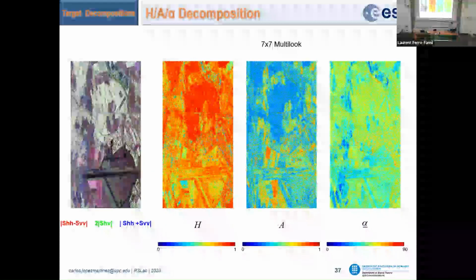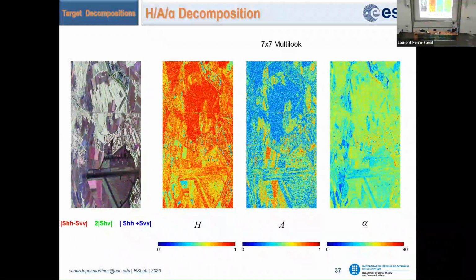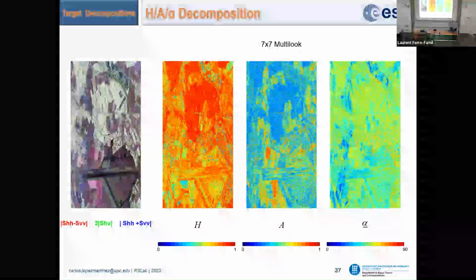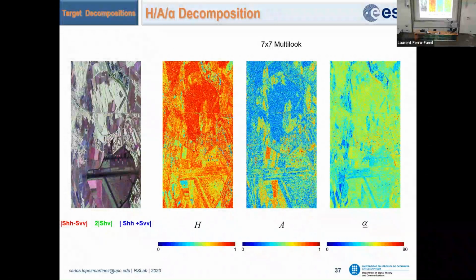Okay? And if you go to alpha, you could see that alpha is 45, green. Okay? If we go to the urban area, which is on the middle to the right, if we go to the alpha, you will see that in that area you have a lot of red, which means double bounce. Okay?